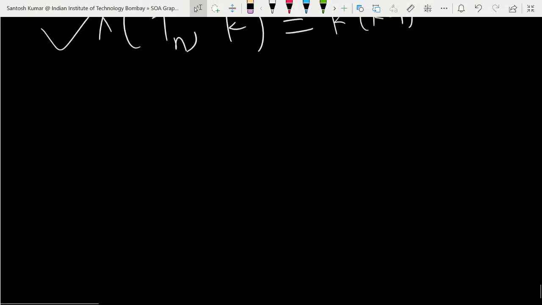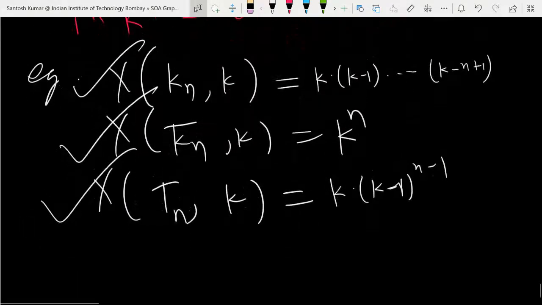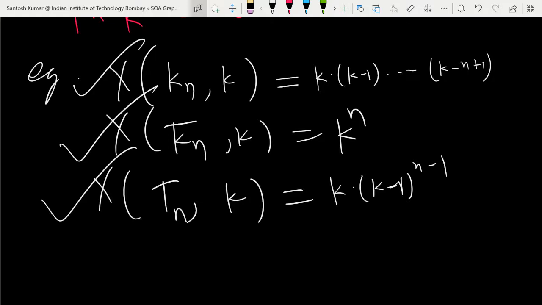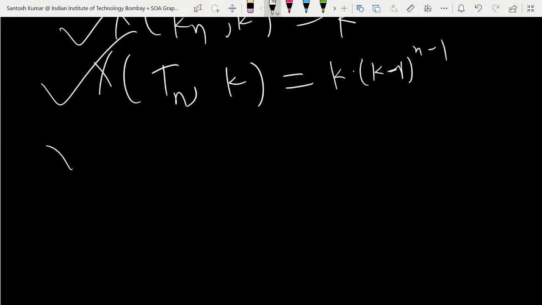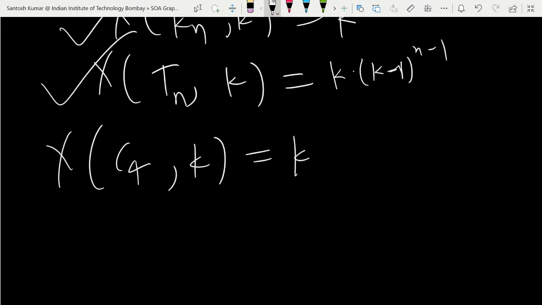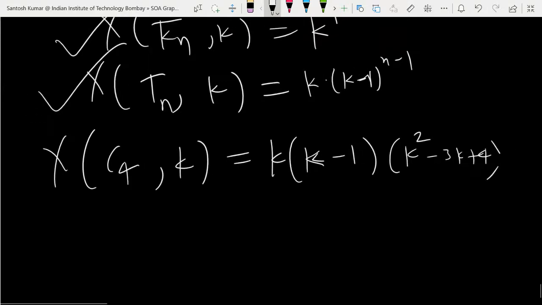Okay. K is the number of colors, so you can put the value. Like if I give you 10 colors, you put K is equal to 10, like this. And one more, let me give you this C4, K. So if I give you the answer for this, we have the polynomial actually, and that will be K into K minus 1 into K square minus 3K plus 4. So this will be the expression for C4.